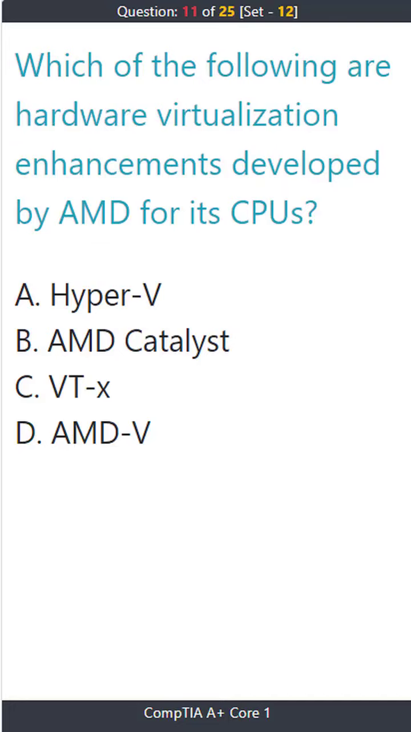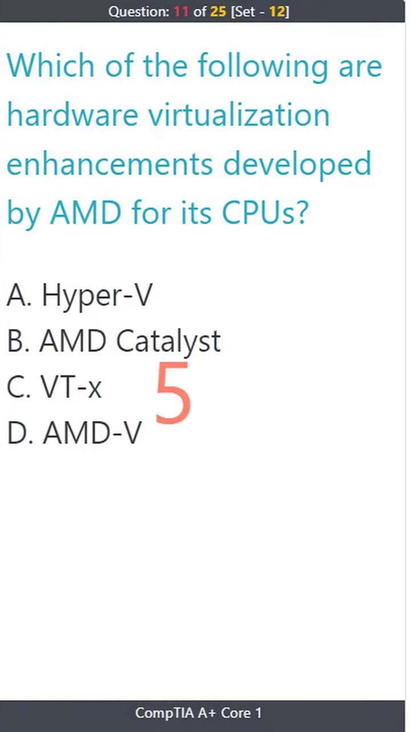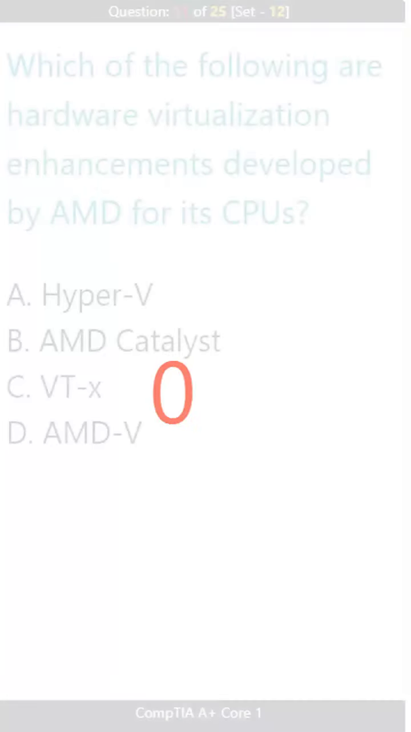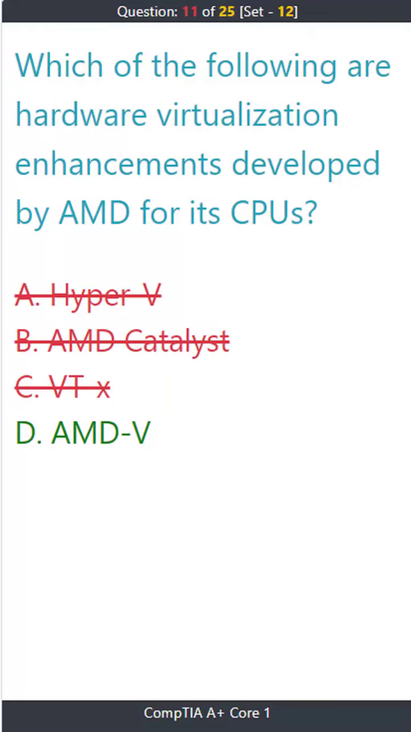Question 11. Which of the following are hardware virtualization enhancements developed by AMD for its CPUs? A. Hyper-V, B. AMD Catalyst, C. VTX, D. AMD-V. The correct answer is D. AMD-V.